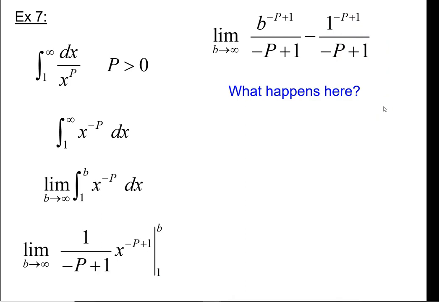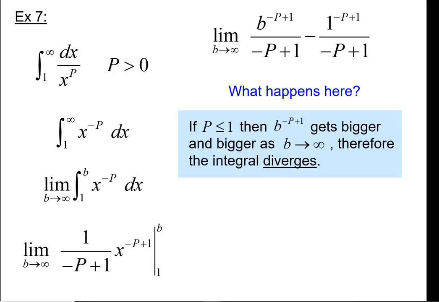And I want you to think about what would happen here as b gets larger and larger. What would happen in this case? Well, it really depends on the p value, right? Because if p is a number that's smaller than 1, then this expression will get bigger and bigger as b goes to infinity. And so in that case, we would say this diverges.